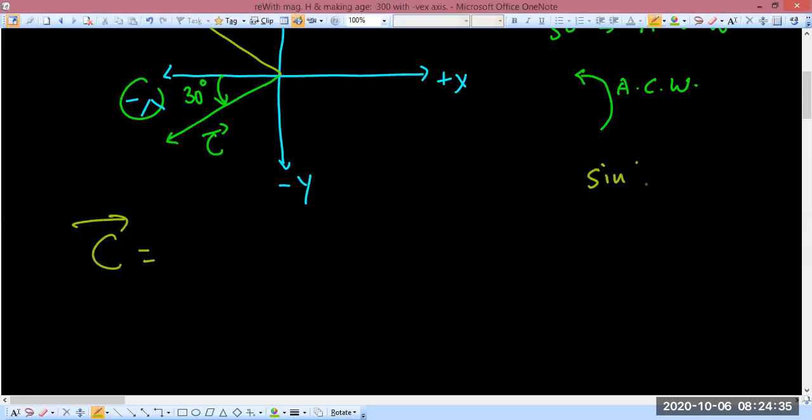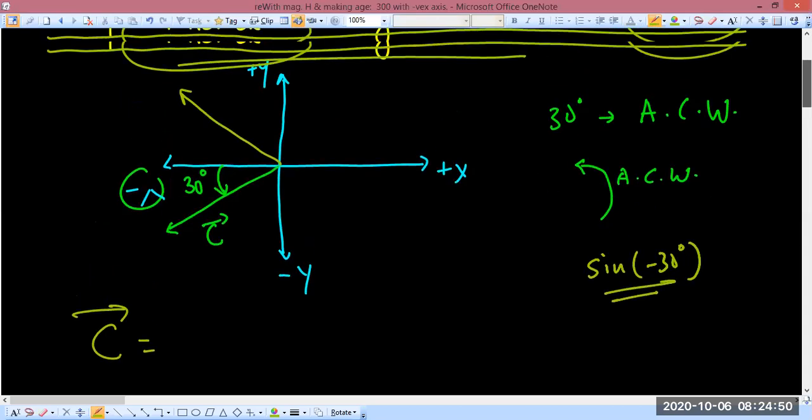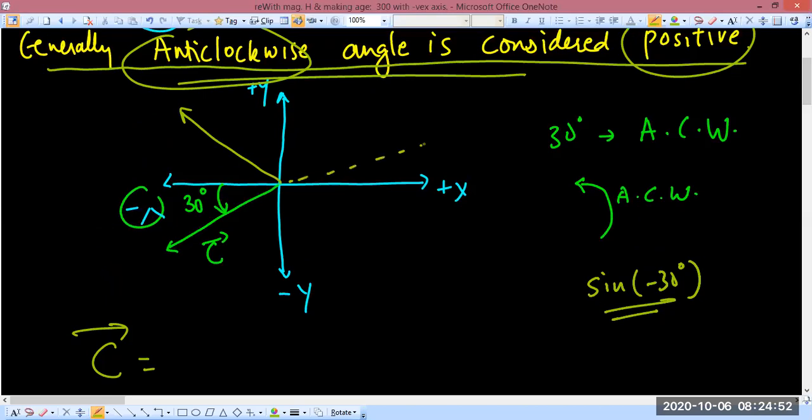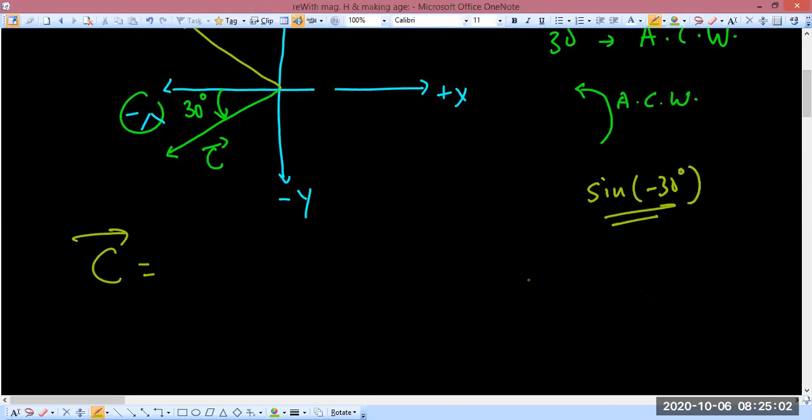First of all, you can't do it by sin minus 30. I'll tell you why. Because listen to this carefully, math students, you cannot do it by sin minus 30. Because you always take the angle from the positive x-axis. I hope you remember that much from your trigonometry lessons.